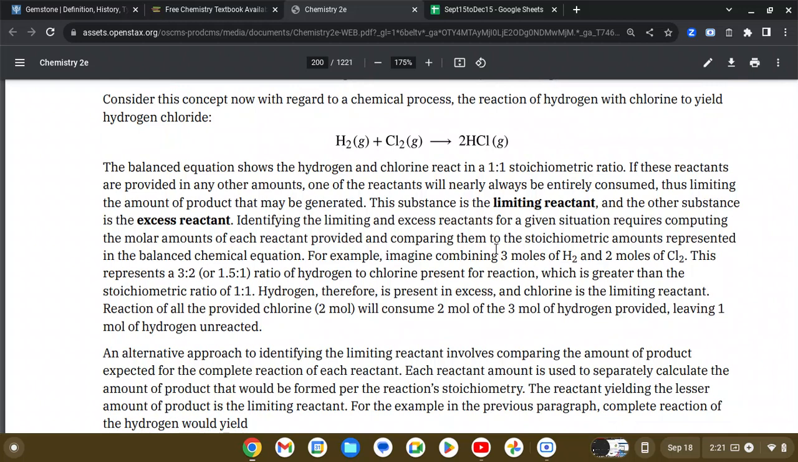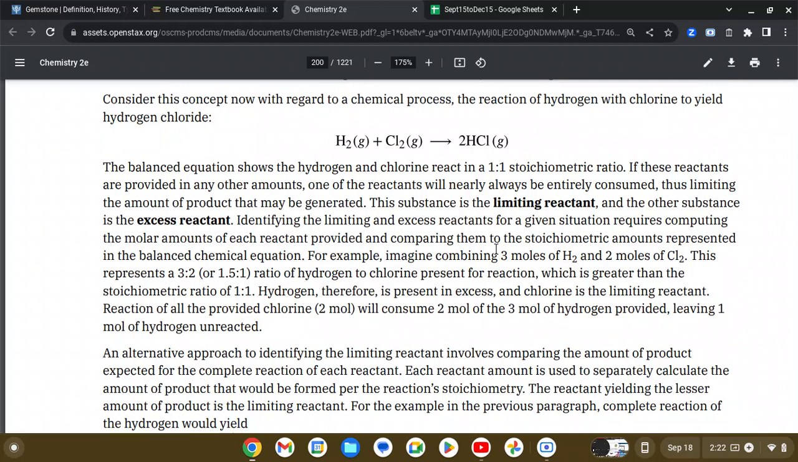Identifying the limiting and excess reactants for a given situation requires computing the molar amounts of each reactant provided and comparing them to the stoichiometric amounts represented in the balanced chemical equation. For example, imagine combining 3 moles of H2 and 2 moles of Cl2. This represents a 3-to-2 ratio of hydrogen to chlorine present for reaction, which is greater than the stoichiometric ratio of 1-to-1. Hydrogen, therefore, is present in excess, and chlorine is the limiting reactant. Reaction of all the provided chlorine will consume 2 moles of the 3 moles of hydrogen provided, leaving 1 mole of hydrogen unreacted.